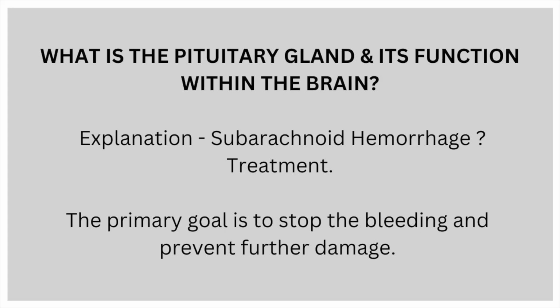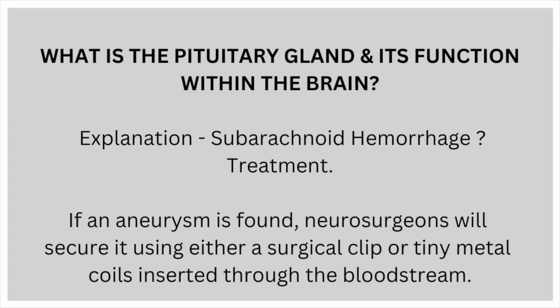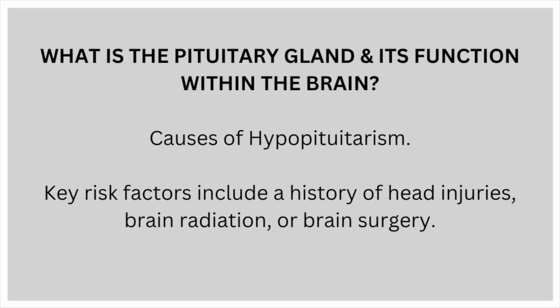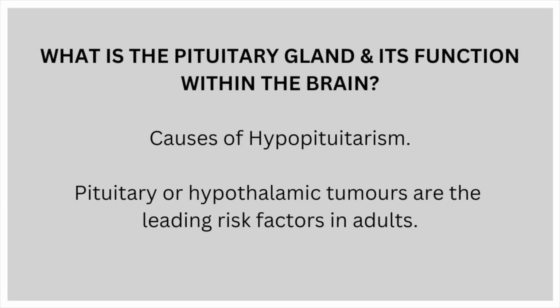Treatment. The primary goal is to stop the bleeding and prevent further damage. If an aneurysm is found, neurosurgeons will secure it using either a surgical clip or tiny metal coils inserted through the bloodstream. Causes of hypopituitarism. Key factors include a history of head injury, brain radiation or brain surgery. Pituitary or hypothalamic tumours are the leading risk factors for adults.